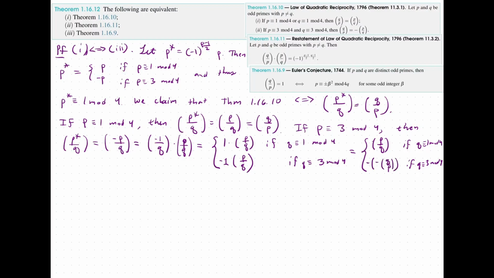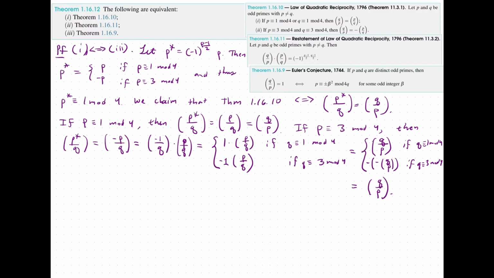Q on P. And so these are both positive. And for the above one, I forgot to flip it. By the theorem, we also have this is Q on P. So in both cases, we have that this is just simply Q on P. And so we have now established that P star on Q is the same as being equal to Q on P under the assumption of theorem 1.16.10.